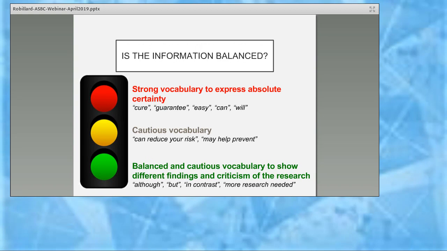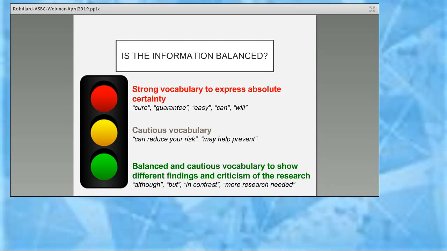The next criteria in the Quest tool is called tone, and it's asking if the information is balanced. If the article is using research to make really strong claims with words like can cure or guarantee or it's easy, always be very skeptical of things that are easy. That's usually a red flag. If the website is using more cautious vocabulary, saying things like can reduce your risk or may help prevent, that's better.